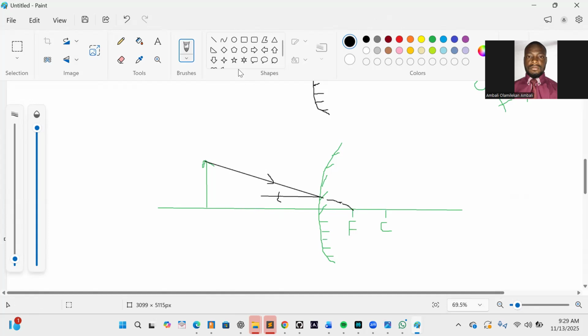The other one will, of course, also pass to the center of curvature undeviated.